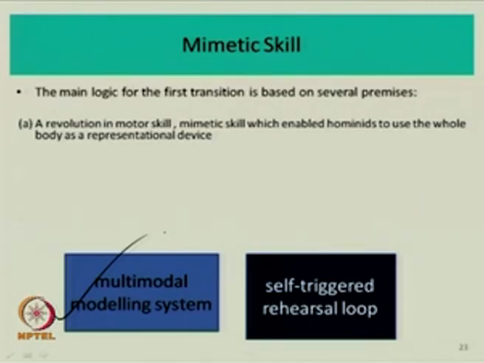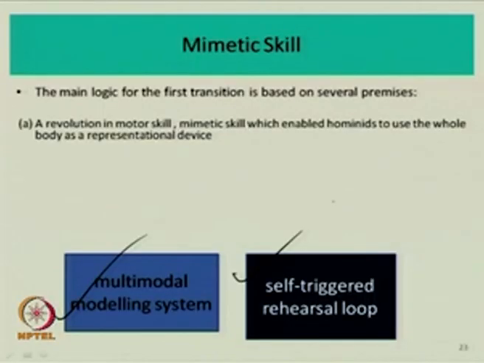Remember, we do not have language at that stage, right? So the entire body was used to represent things, and there was a self-triggered rehearsal loop, meaning there was an auto-cueing system which was self-triggered, which did not need any cues. So if you want to remember an event that had happened elsewhere, you do not need to again go to that place to trigger the memories. You can trigger your memories at will.